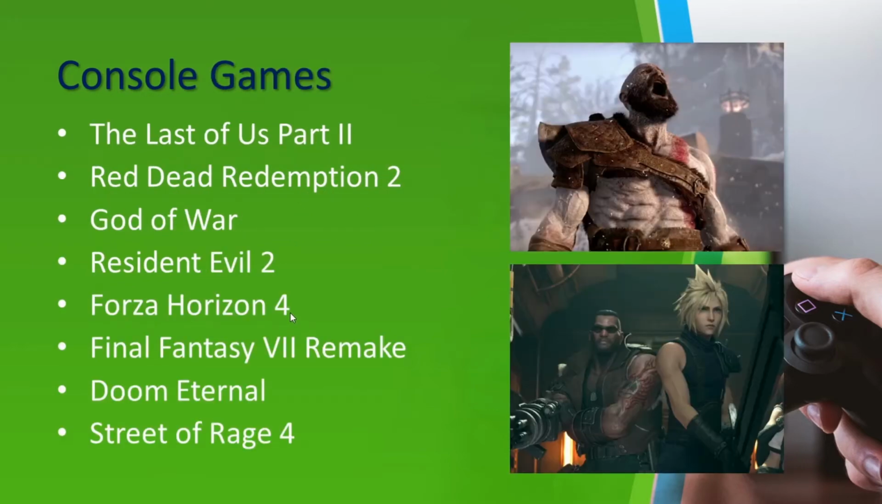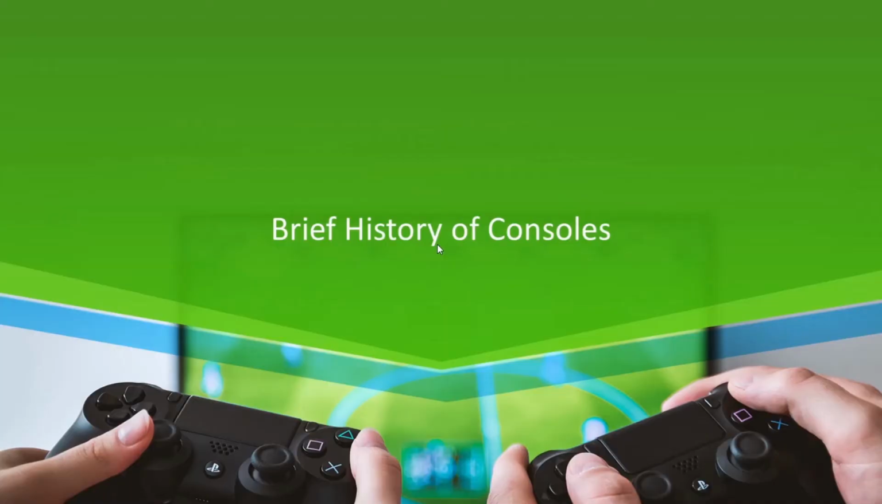Next. These are some of the examples under console games. We have The Last of Us Part 2, Red Dead Redemption 2, God of War, Resident Evil 2, Forza Horizon 4, Final Fantasy 7 Remake, Doom Eternal, Streets of Rage 4. As I mentioned earlier, some of the games are cross-platform, meaning some of these games can be played via PC or can be played via consoles. Next, let's have a brief history of consoles.